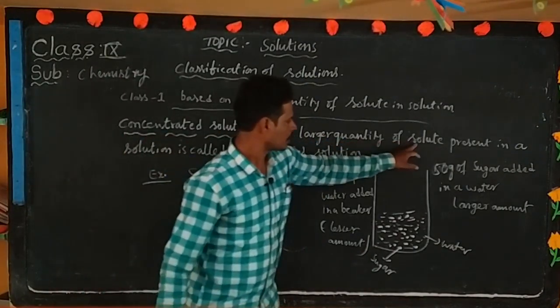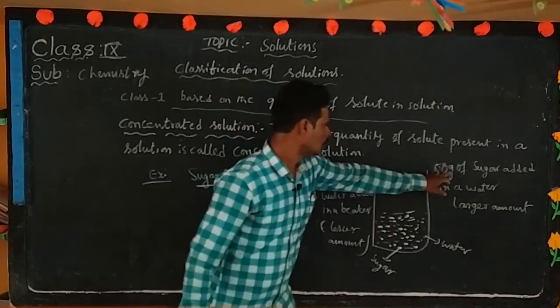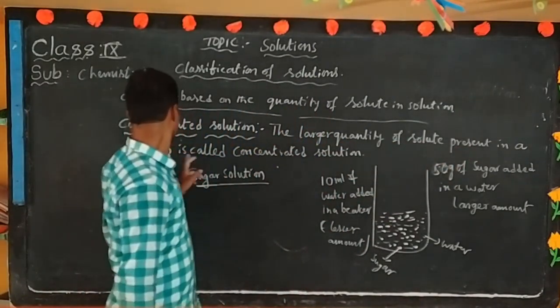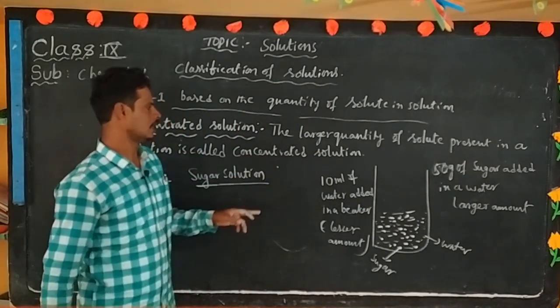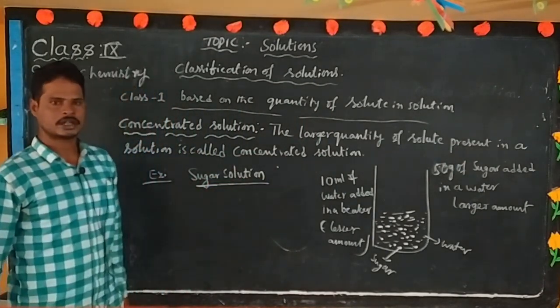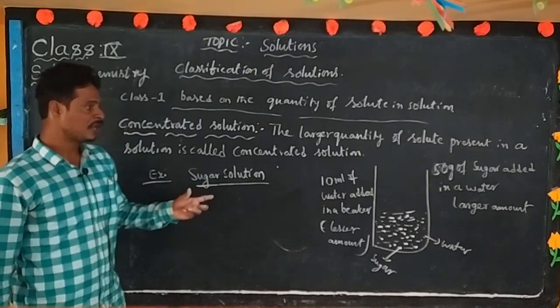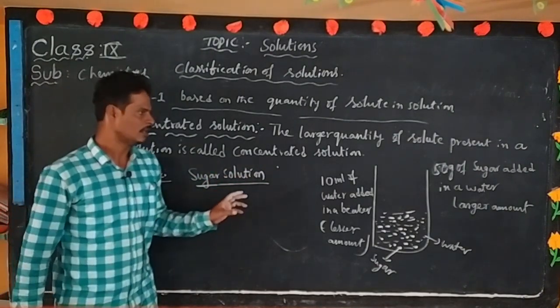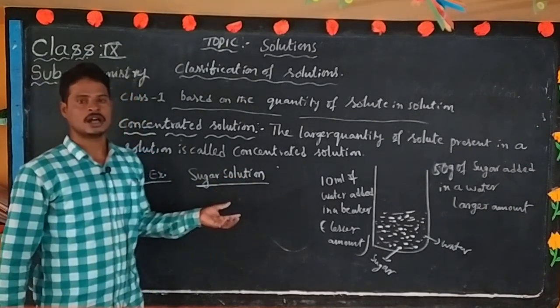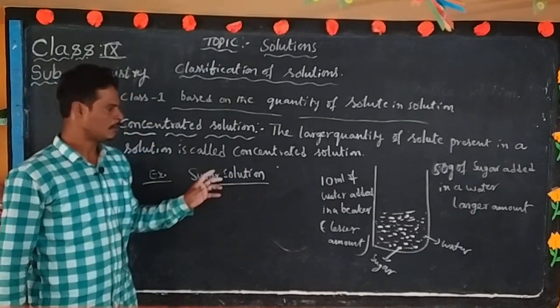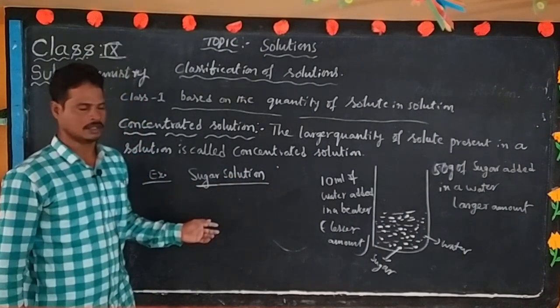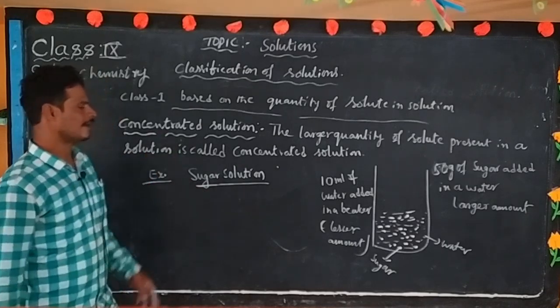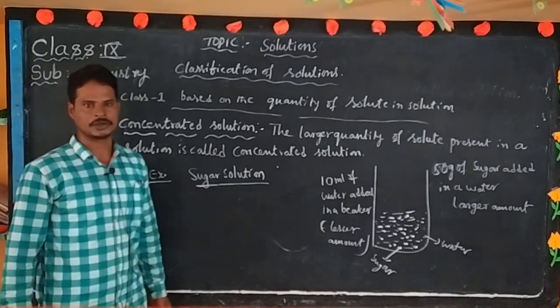The larger quantity of solute present in a solution is called a concentrated solution. Here 50 grams of sugar is added into 10 ml of water. That's why 50 grams of sugar is the larger quantity and 10 ml of water is the lesser quantity. So that's why it is called a concentrated sugar solution.